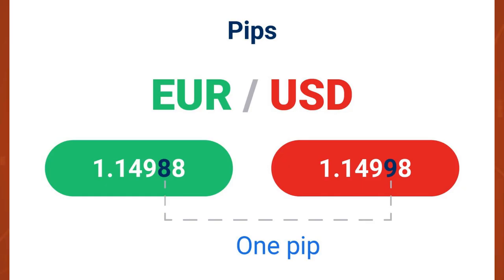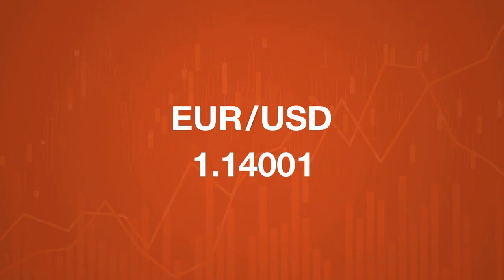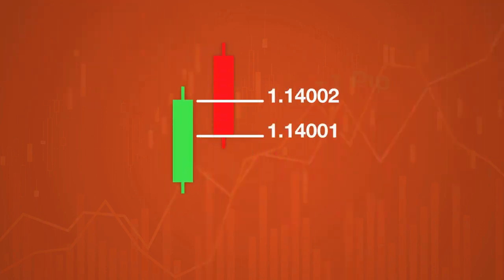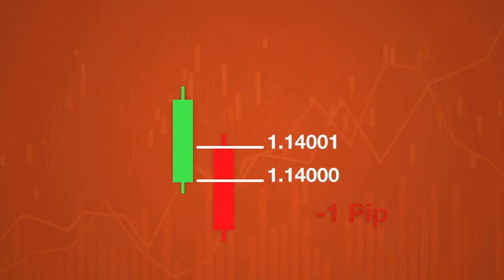Consider EUR-USD pair with the price of 1.14001. 1 is a pip. Increasing the quote to 1.14002 or decreasing to 1.14000 means a change by 1 pip.